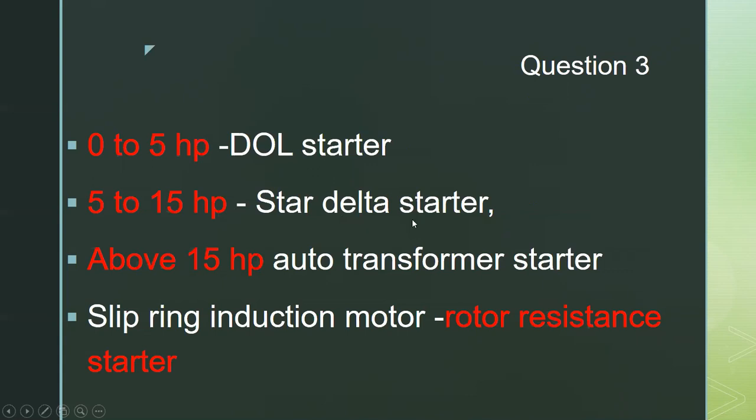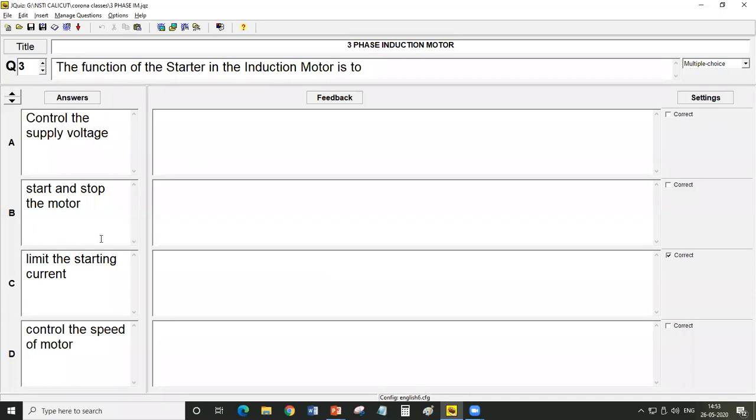In both the star delta and auto transformer starters, the voltage per phase is reduced, which means the current is also reduced. So the basic application of the starter is to reduce the starting current. Our question's answer is to limit the starting current. The starter also has start and stop facility, but the main application is to limit the starting current.